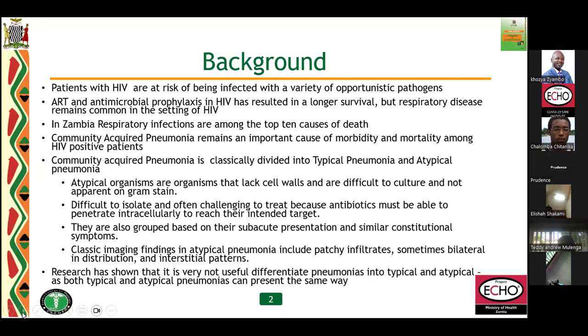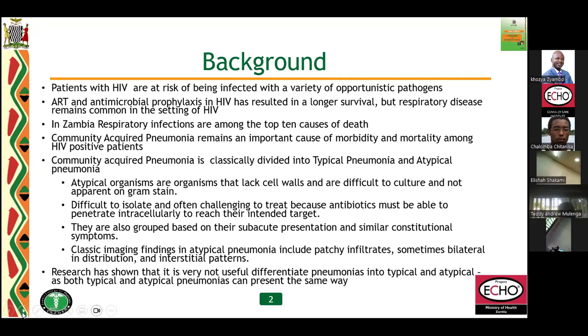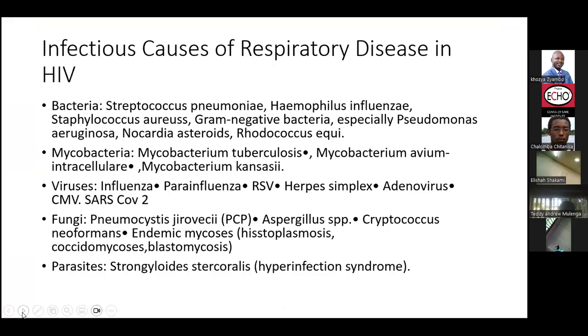When we come to the causes of infectious disease in the respiratory system of HIV patients, we have 5 major groups. So we have the bacteria, which is strep, Haemophilus, staph, and the gram-negatives, interesting ones that affect HIV positive patients like nocardia and rhodococcus. Then we have, of course, the mycobacteria, which are the ones that cause tuberculosis and the NTMs. Then we have the viruses, from influenza to parainfluenza and HSV and even SARS-CoV-2. And then, of course, the fungi, PCP being top of the list, which we'll go into in a bit of detail.